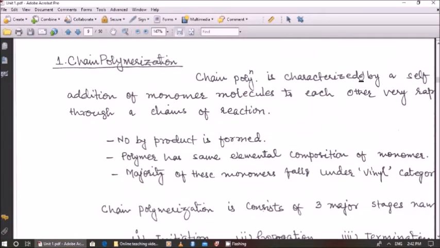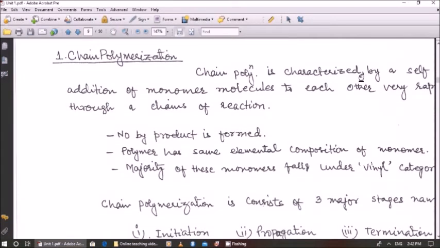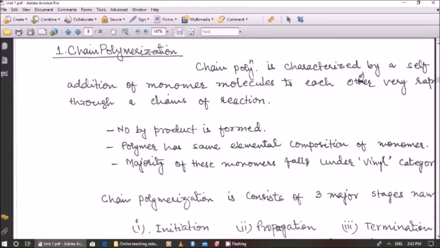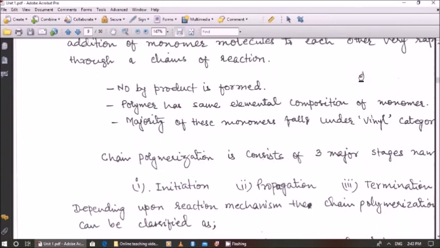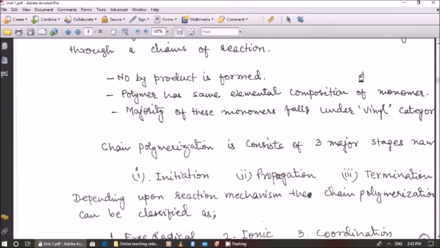So let us see them one by one. First is the chain polymerization. Chain polymerization is characterized by self-addition of monomer molecules to each other very rapidly through a chain reaction. And the characteristics of chain polymerization: no byproduct is formed, and the polymer has the same elemental composition as the monomer.